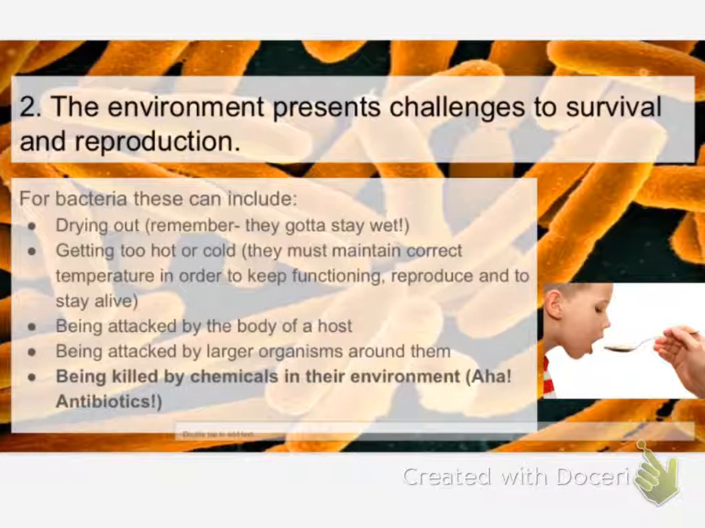I say the odds are against you, and it's amazing that you made it this far, because of our next point: the environment presents challenges to survival. Life is tough. So this is the next slide. I'll read it, and then you can copy it, and then we'll talk a little bit. The environment presents challenges to survival and reproduction.